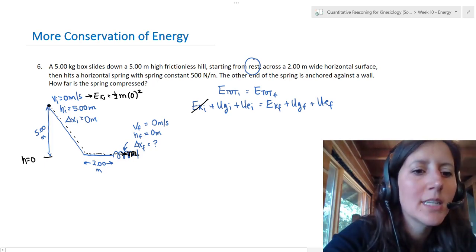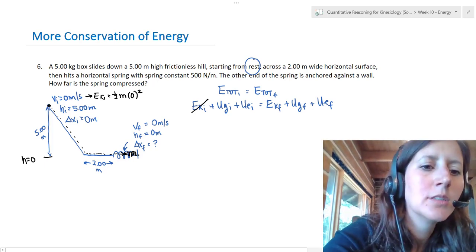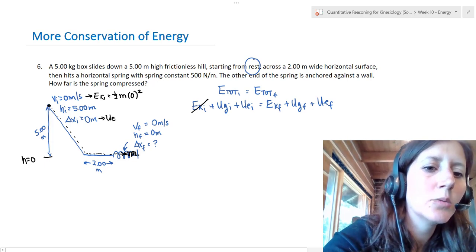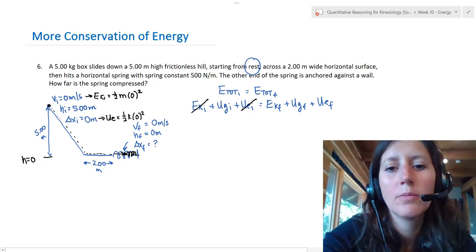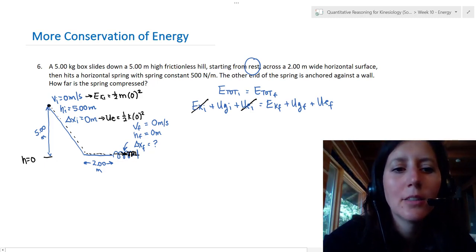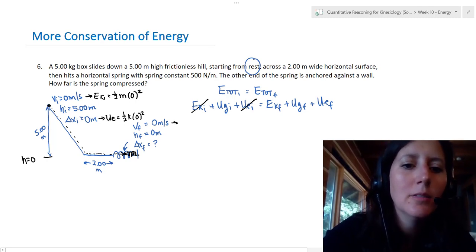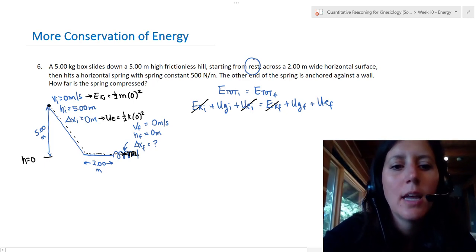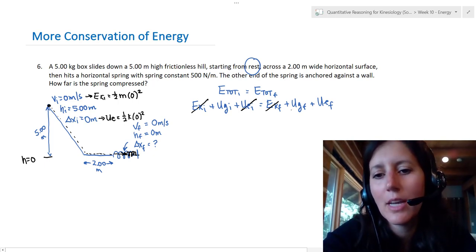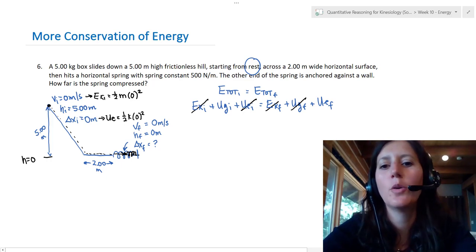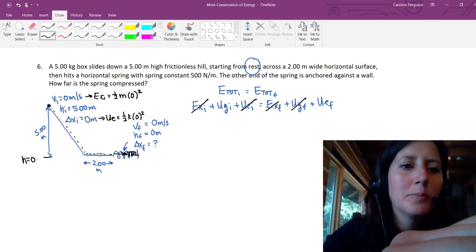What else is 0? Our delta x initial is 0. So that means our UE, which is equal to 1/2 k delta x squared, with delta x being 0, is going to be 0 too. V final is 0, so that also implies that EK final is 0. I'm just going to cross it off. And our H final is 0. So since UG final is mgh, if h is 0, that's all going to be 0 as well. So our formula has gotten a lot simpler.